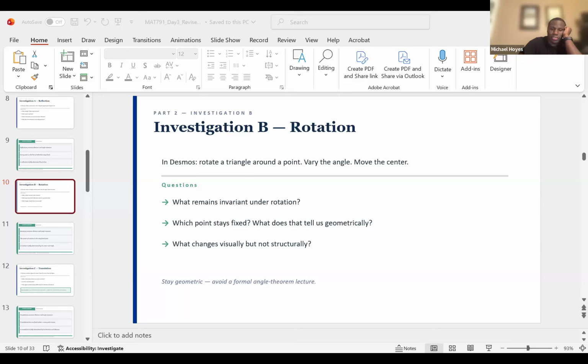Whereas in reflection, it goes the other way. It'll switch around. If you're going left to right, the letters will switch. So orientation is different. I got you.